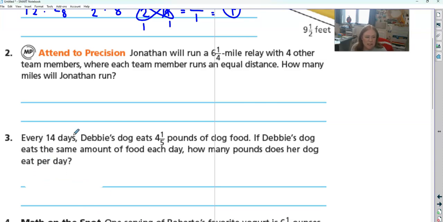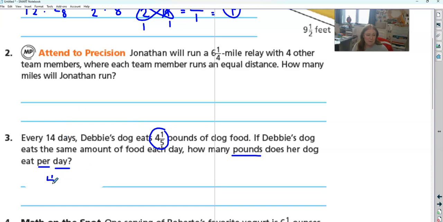So it says every 14 days, Debbie's dog eats 4 1/5 pounds of dog food. If the dog eats the same amount of food every day, eating the same for 14 days, how many pounds does her dog eat per day? So we want to take the pounds per day, pounds divided by day. Even though 4 is smaller, they're not the same thing. These are pounds, these are days. We're taking the pounds and dividing them up into the days.